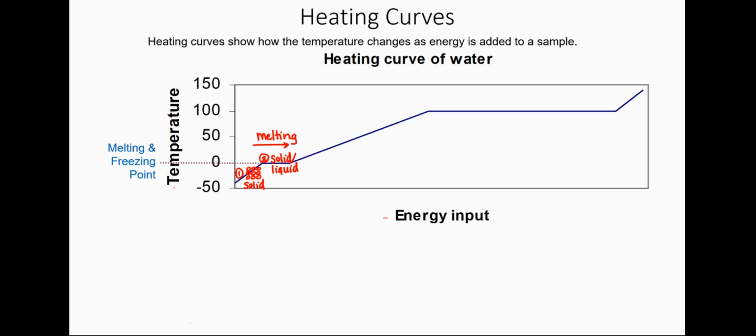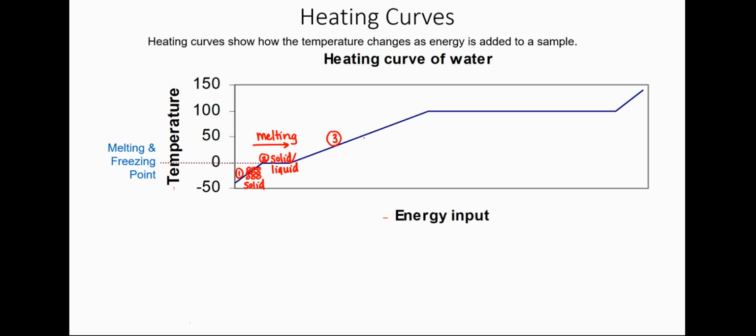Now, the melting and the freezing point are the same for any substance, but they're measured specifically for that substance. So since we're going to be working with water, we'll have 0 degrees for the melting and freezing point of water. So it's going to be melting at 0 degrees and it's going to stay at 0 degrees the whole time melting is occurring until all of the ice has melted. Then we'll be at step 3.